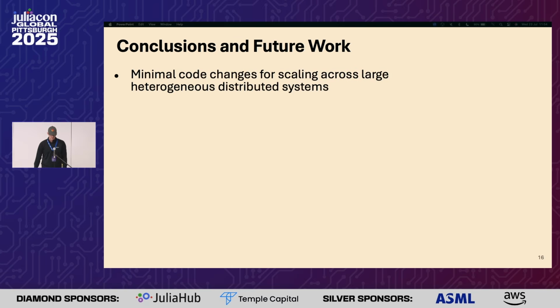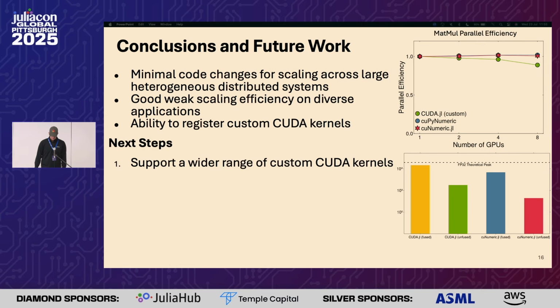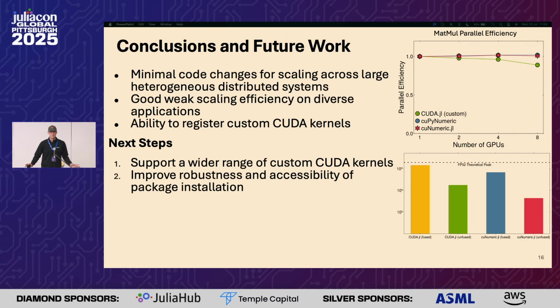So some of our conclusions: you could do minimal code changes to your Julia CPU code, and it runs across multiple GPUs, multiple nodes, and you could see we get good weak scaling for some of the examples we showed. The ability to register custom CUDA kernels with the CUDA.jl framework backend. And then our next steps are basically supporting a wider range of custom CUDA kernels. Like I mentioned, there are some caveats. However, we're still working towards getting everything supported. Hopefully by September, we want a beta release.